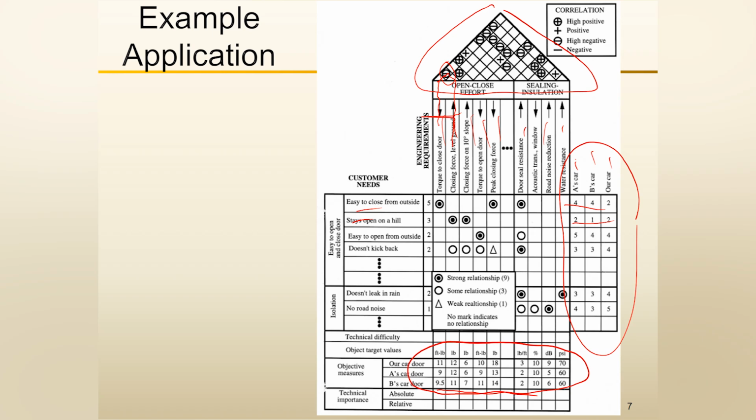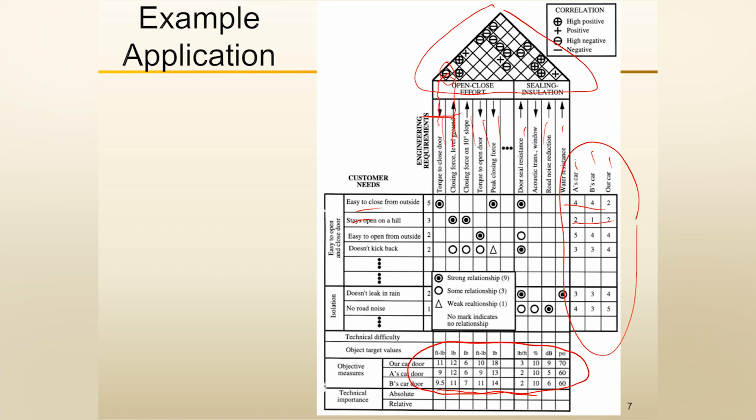Because from a physical standpoint, torque to close door and closing force, there's a positive correlation there, right? Because if you increase the closing force, you're going to increase the torque to close the door, or vice versa. If you reduce the closing force, you reduce the torque to close door. So from a physics standpoint, this is a positive correlation. But from the design standpoint, you have to account for the direction for improvement.